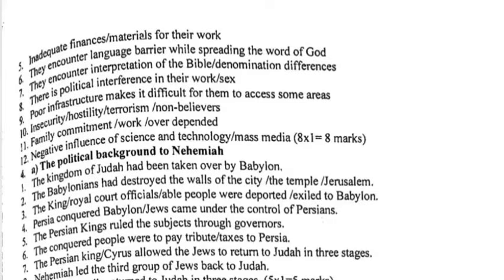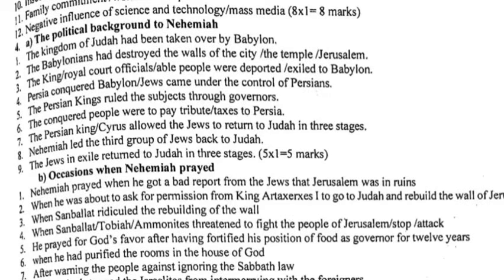Question 4a. The political background to Nehemiah. The kingdom of Judah had been taken over by Babylon. The Babylonians had destroyed the walls of the city, the temple in Jerusalem. The royal court of officials were deported. That is, they were exiled to Babylon.